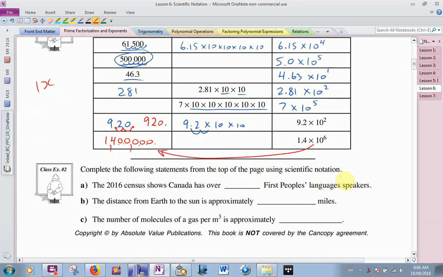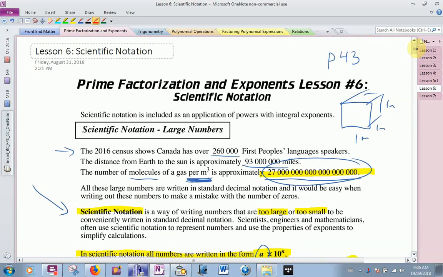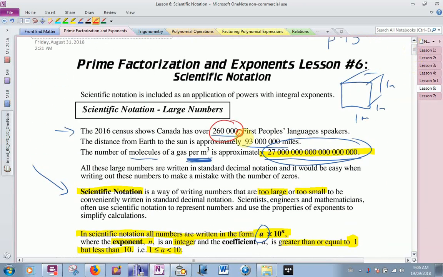Okay, so complete this. Remember those big numbers at the top of the page? How many First Peoples languages speakers do we got in Canada in 2016? How do I write that in scientific notation? 2.6 times... Is it 5? Yeah. Let's double check. 1, 2, 3, 4, 5.